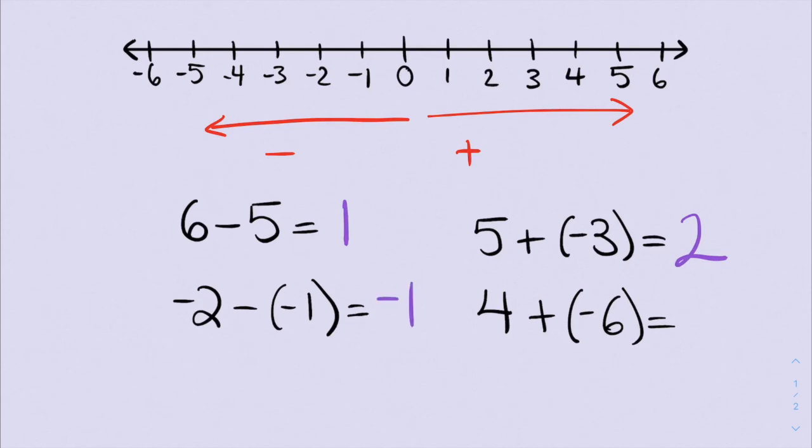And with our last equation, we're going to start at the number 4. We're adding, so we're going in a positive direction, so to the right, but we've got a negative number, so we're going backwards to the left. We're going to go back 6 places, and we'll get to negative 2. And that is how we add and subtract negative numbers.